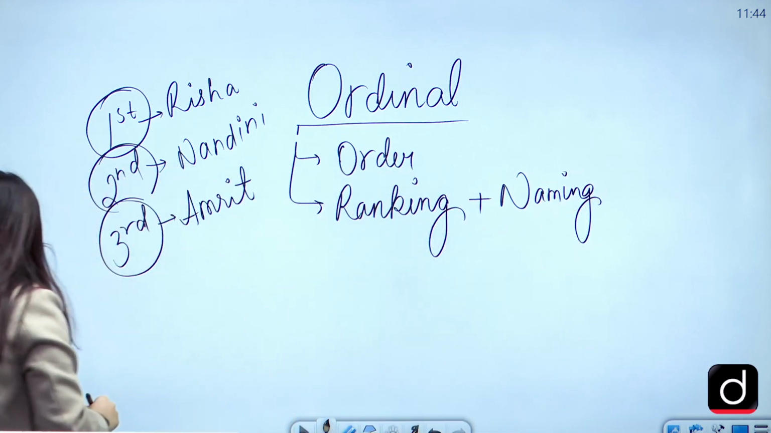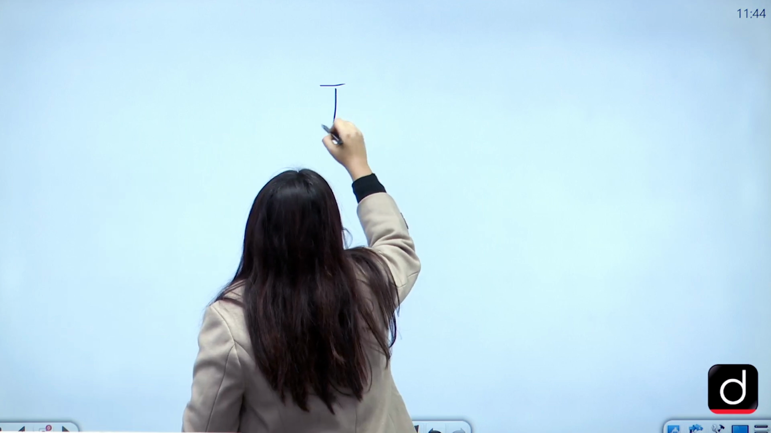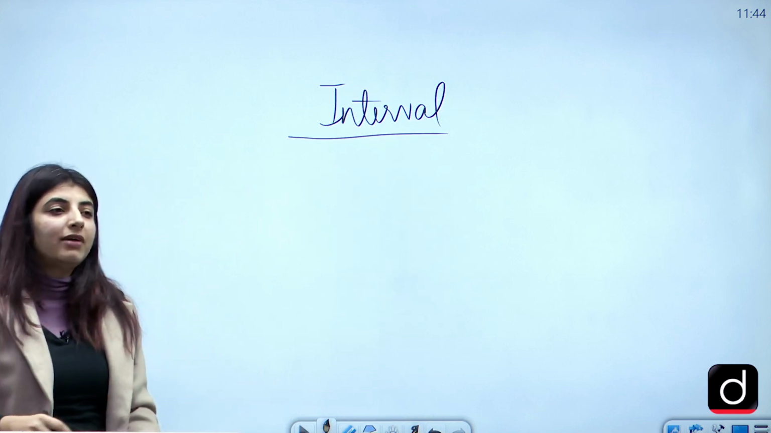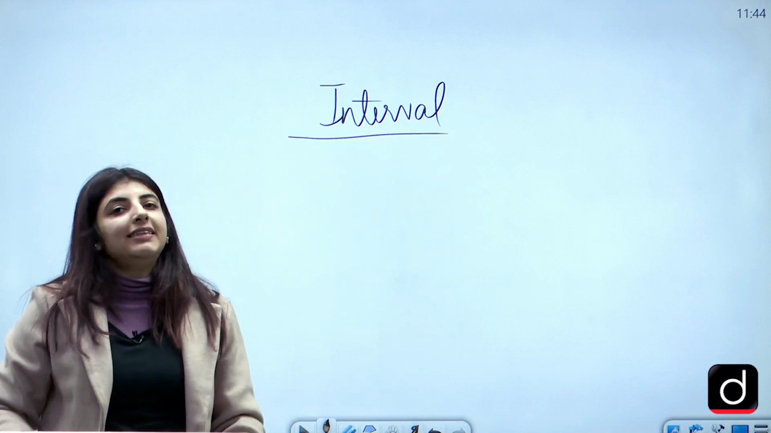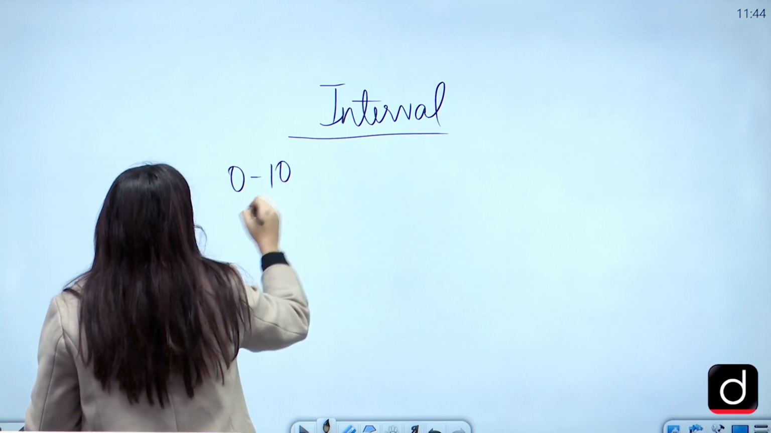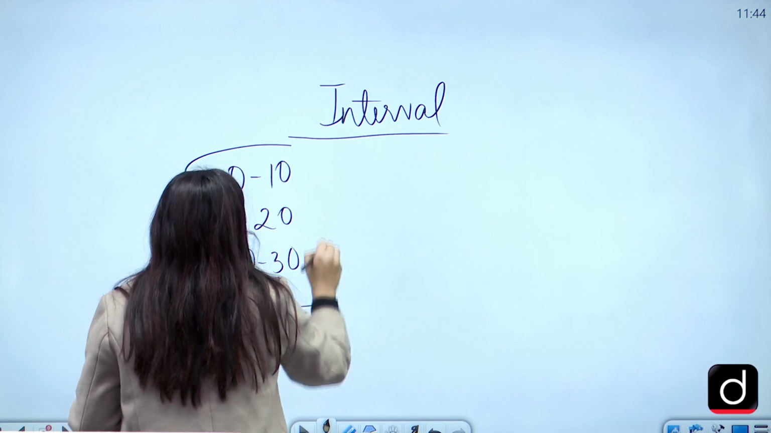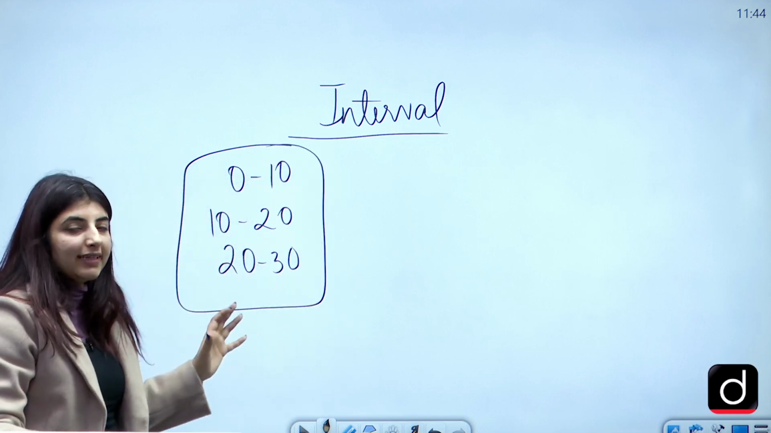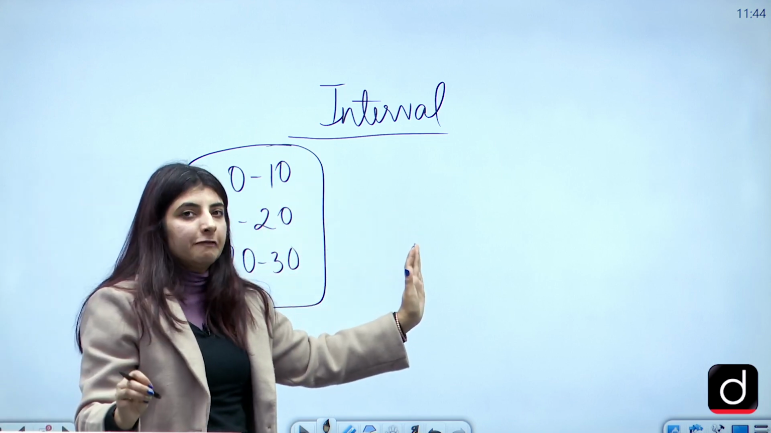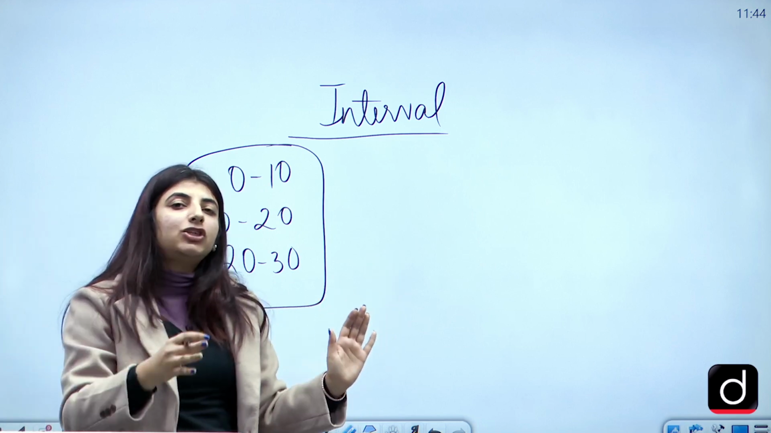Correct? Moving forward with the third kind of scale that we have, it is interval scale. In an interval scale, you all must have done, in your mathematics of 9th and 10th class, certain things related to the class interval like 0 to 10, 10 to 20, 20 to 30, etc. Which showed that the difference between all these three parts is the same, which is 10, 10, 10. Moving to the definition, an interval scale will have the characteristics of ordinal scale plus its own characteristics.